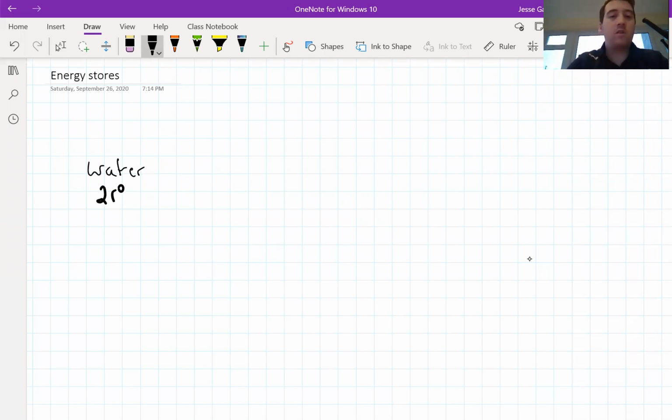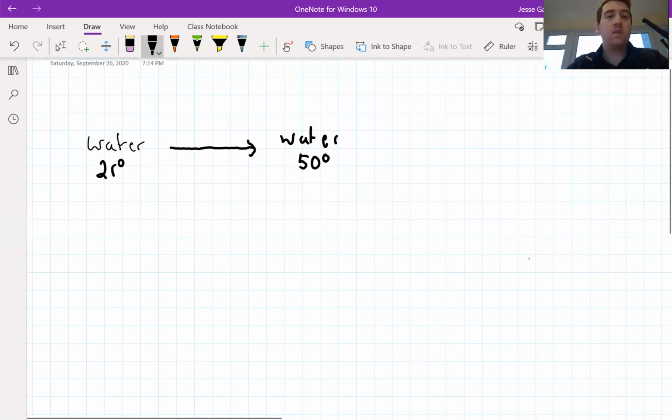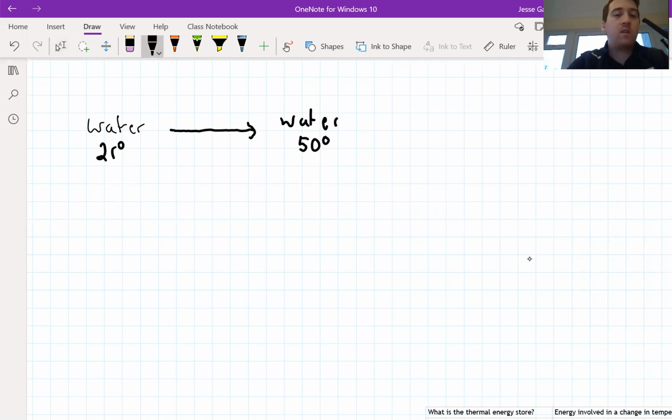We take that water and we pour it into a pan and we heat it up. What happens is the temperature of the water increases. So now we've got water that's at 50 degrees. We say that we had to add energy to the water to make its temperature go up. So we can talk about something called an energy store. And this first energy store is called the thermal energy store.